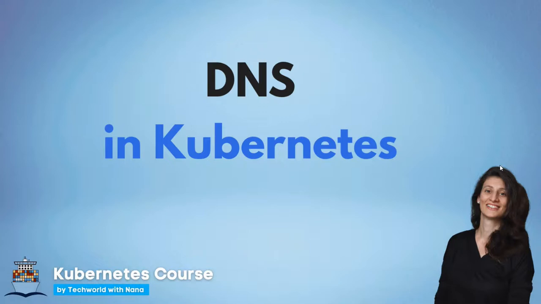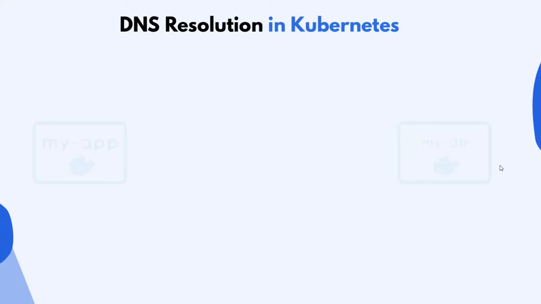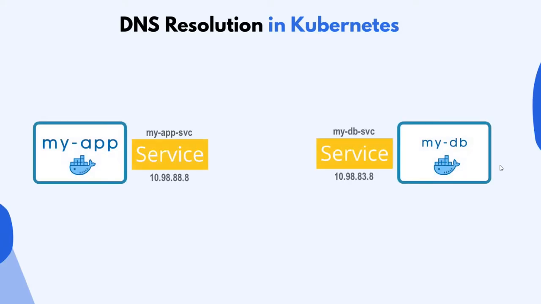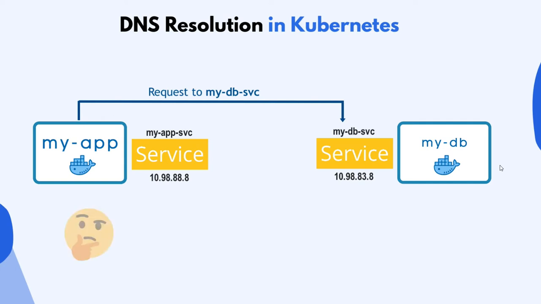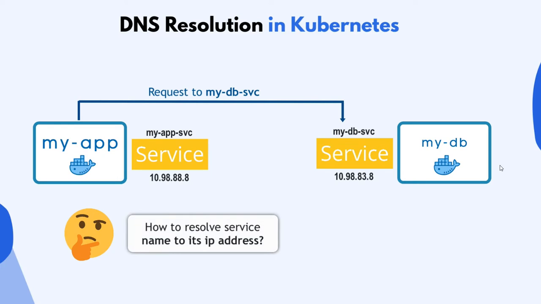Imagine we have two pods and two services with their IP addresses. And we tell my app pod to talk to my DB service using the service name. Applications can only send a request to an IP address. So how do we tell the pod my app what the IP address of the service named my DB is?